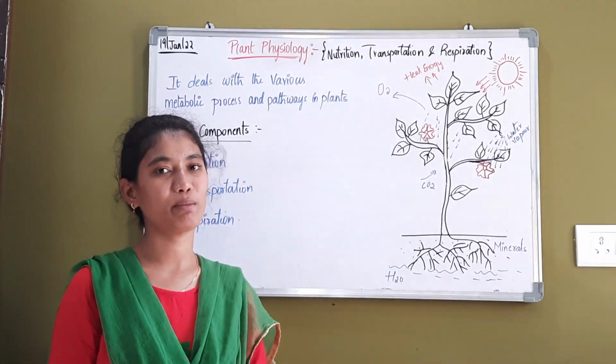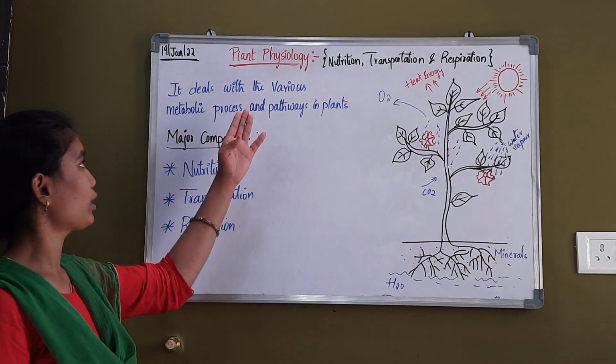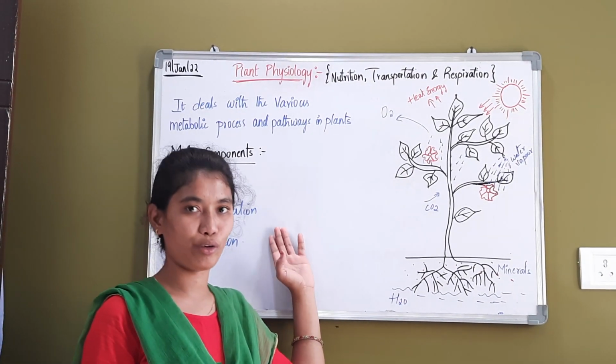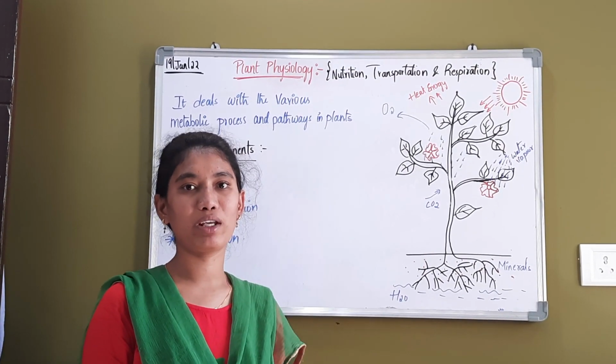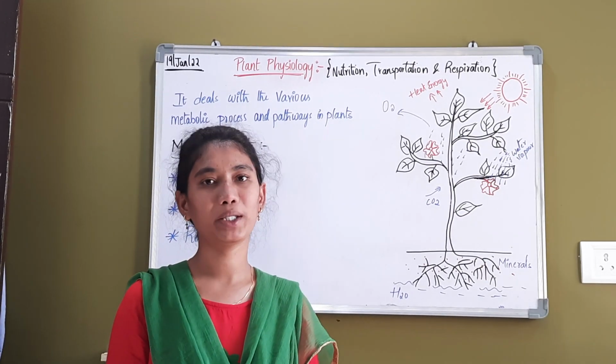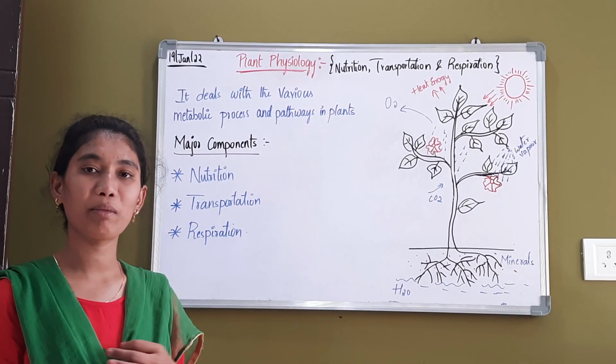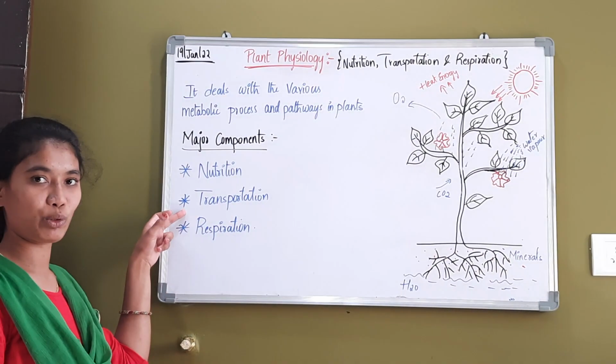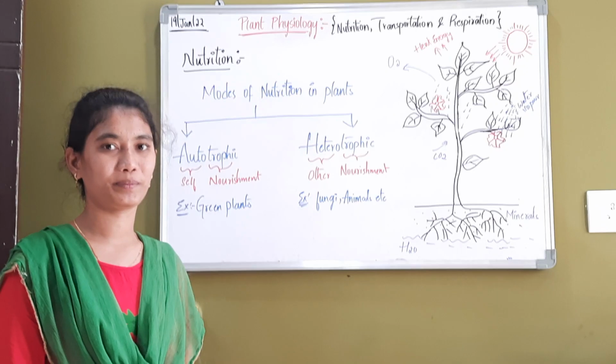First, let's see what is plant physiology. It deals with the various metabolic processes and pathways in plants. It is the heart of botany, which studies the various functions performed by the plant. Now I'll discuss three major components in plant physiology: nutrition, transportation, and respiration.